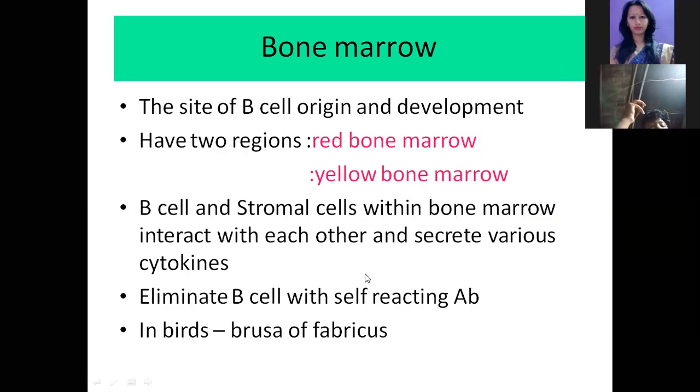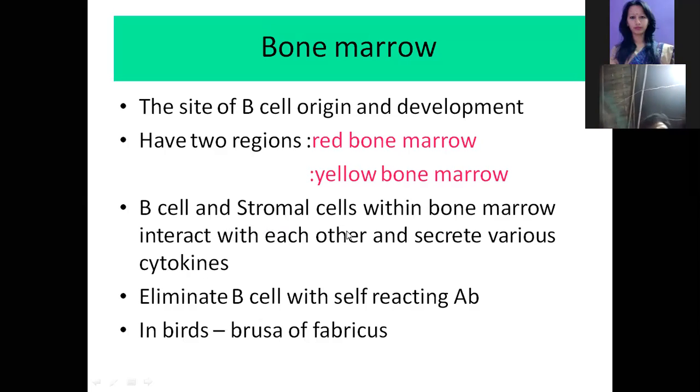See, just like in human beings, bone marrow is present. In birds, you don't find bone marrow. What is present in birds? The bone marrow equivalent in birds is known as the bursa of Fabricius. So how does this bone marrow help? The bone marrow does the production of B cells.